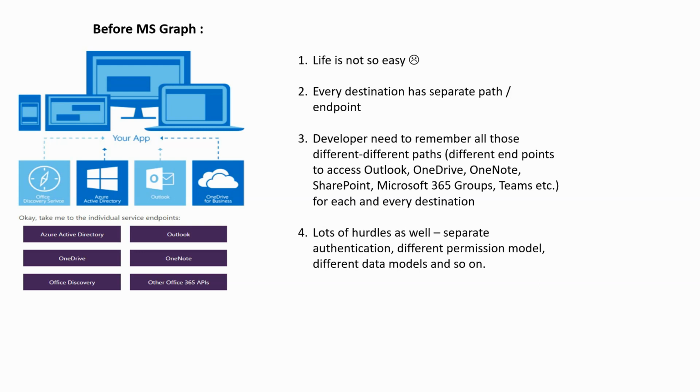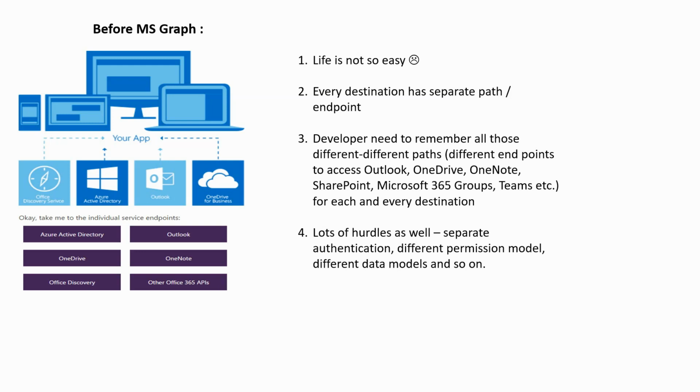So what happened before Microsoft Graph? Previously, there were different endpoints or services available to access the data from the Microsoft 365 cloud. For example, I need to pull some Outlook data, or some user data from Microsoft 365, or I need to pull data from OneDrive, or query OneDrive, or Microsoft 365 groups or teams. In that case, I had a different endpoint for each before Microsoft Graph came into the picture.